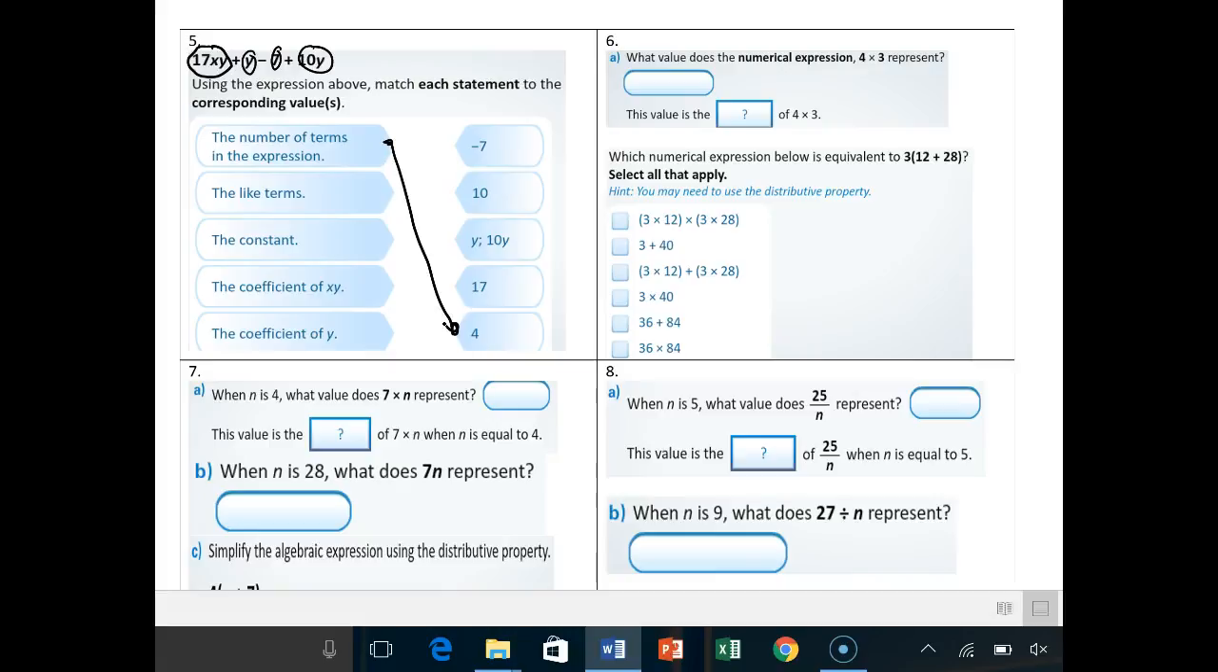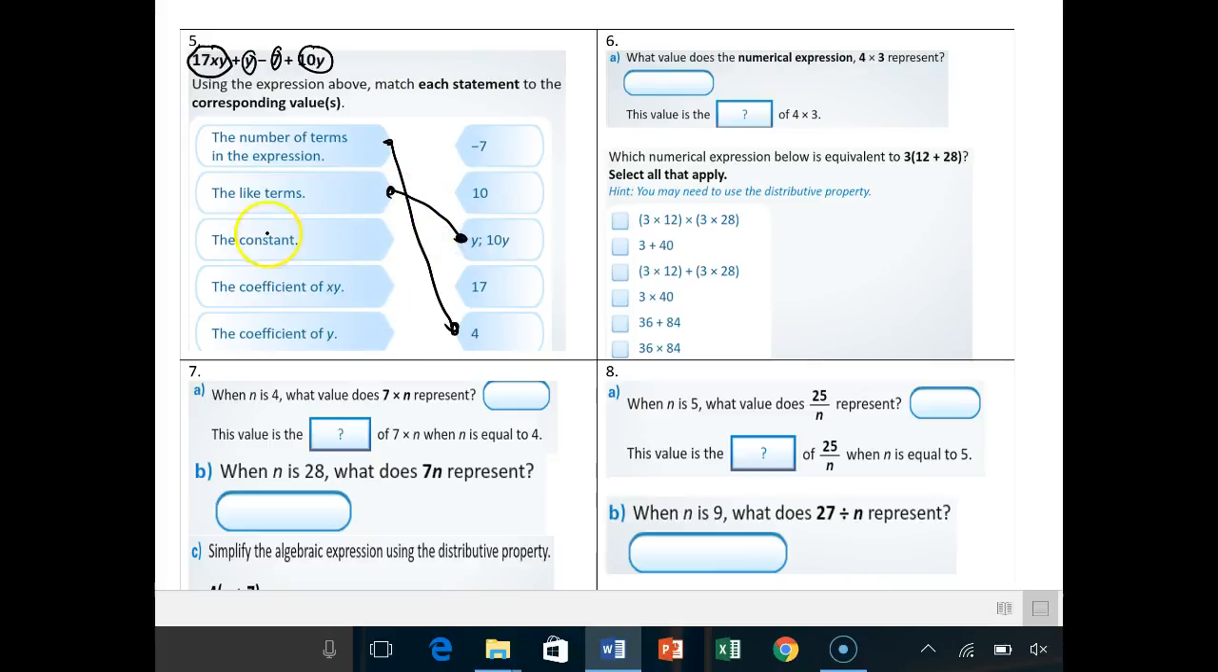The like terms. If I scan through here, what are the like terms? There's 17xy. Are there any other xy's out there? Nope. y. Do I have any other y's out there? Yeah, y and 10y. And you might be like, well, that one's got a 10 and that one doesn't. Again, all they have to do is have the same exact variable and the same exact exponent. They don't have to have the same coefficient. So yes, y and 10y are like terms. In fact, you could even throw a 1 in front of there, but we don't have to. So y and 10y are like terms.